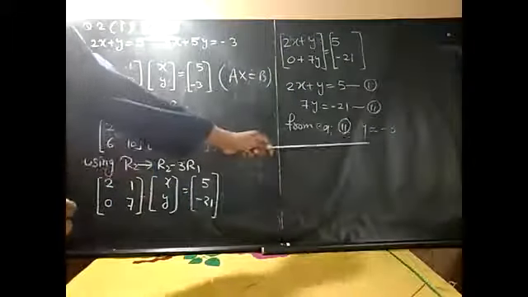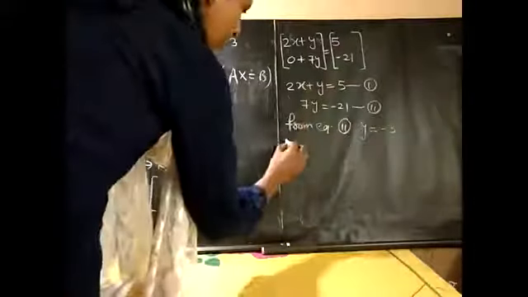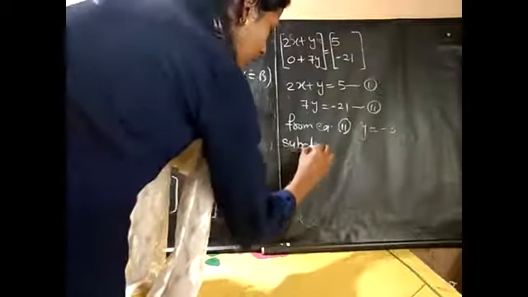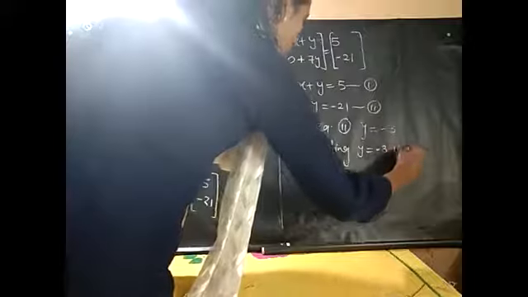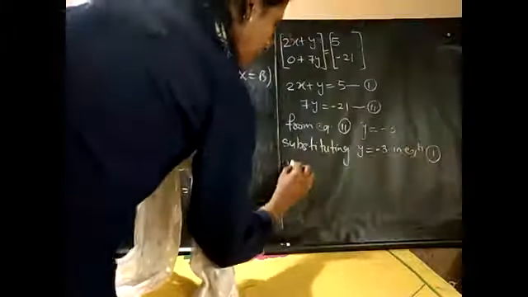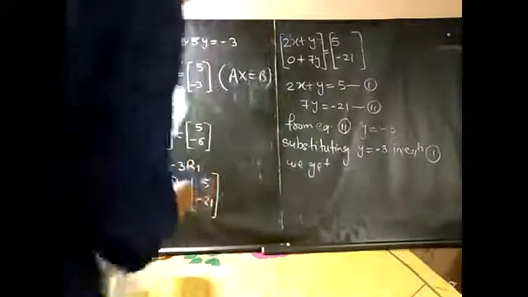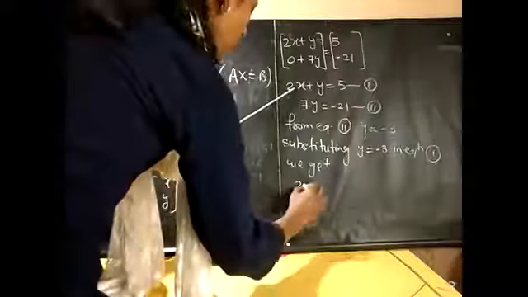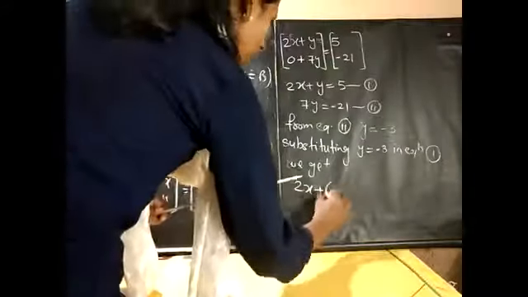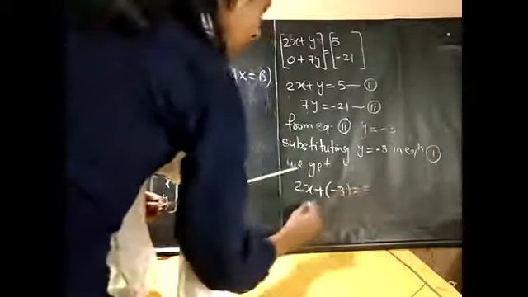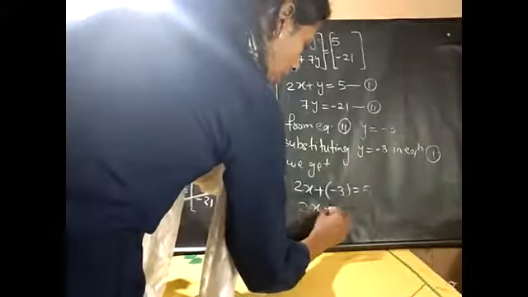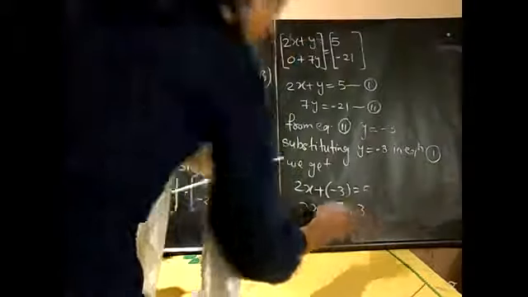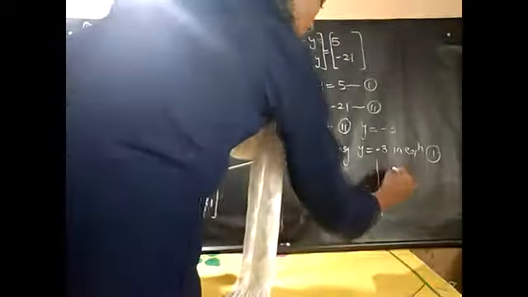Substitute this value of y in equation number 1. After substituting y equals minus 3 in equation 1, what do we get? 2x plus the value of y, minus 3, equals 5. So 2x minus 3, the minus goes over there and becomes plus, equals 5 plus 3, that is 8. So 2x equals 8, which means x equals 4.